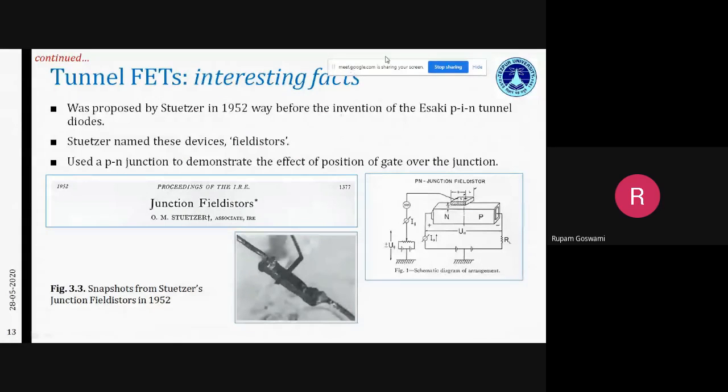But before that, once again, let us see some of the interesting facts about the invention of the tunnel FETs. So just like MOSFETs, even for TFETs, it was proposed by Schweitzer in 1952, way before the invention of the Esaki p-n tunnel diodes. Okay, so Schweitzer proposed this particular device, and he called it the junction filter. So he used the topic of tunneling, and he used a p-n junction to demonstrate the effect of the position of a gate over the junction.